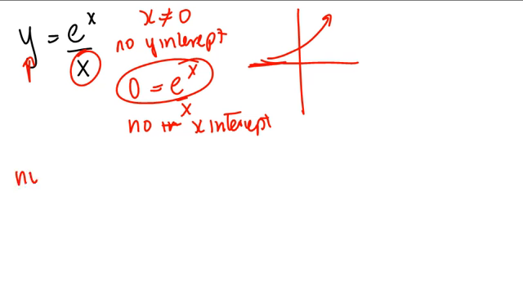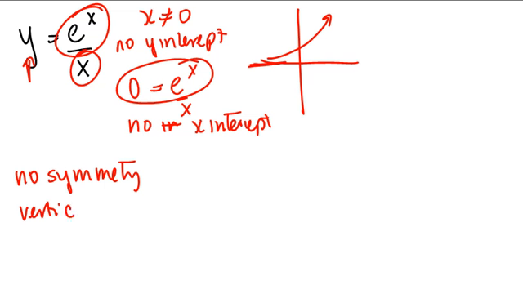There is no symmetry, and there's no symmetry because e to the x is not a symmetrical function to begin with. And now we're going to do horizontal and vertical asymptotes. I didn't mention that in my analysis of the trig one because there were no asymptotes, but in this case there will be. So first of all, let's deal with the vertical asymptotes, which will happen at x equals 0.